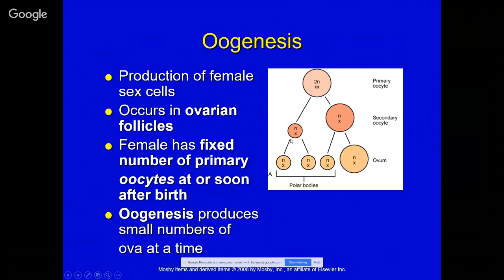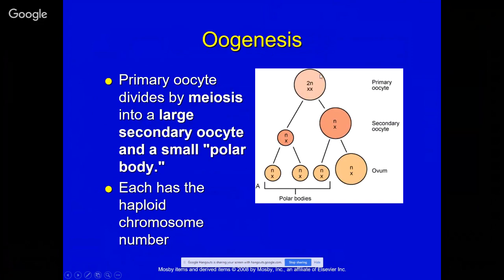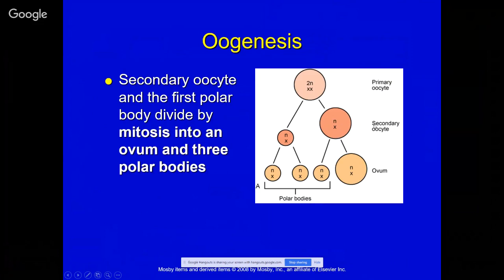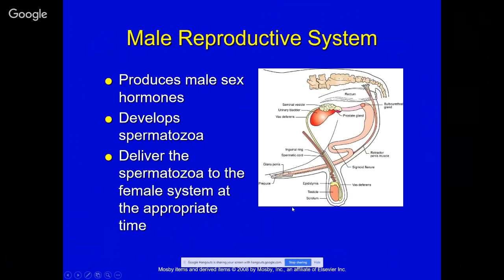And this one will then split by mitosis into 2 different cells, and this one will split by mitosis into 2 different same-size cells. This is 1 large cell and 1 small cell. So primary oocyte divides by meiosis into a large secondary oocyte and a small polar body, and they each have that haploid chromosome number. And then the secondary oocyte divides by mitosis into the ovum and 3 polar bodies.